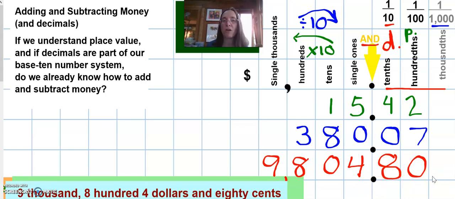Because pennies are part of our money system, we will always have a 0 in the hundredths place, even if we don't technically need it for working with decimals. We'll get into that a little bit later.